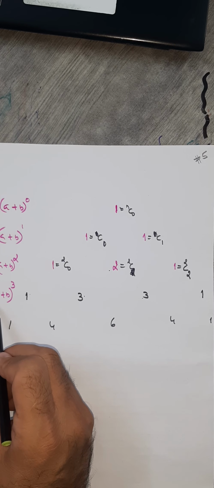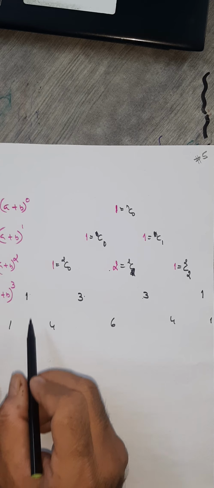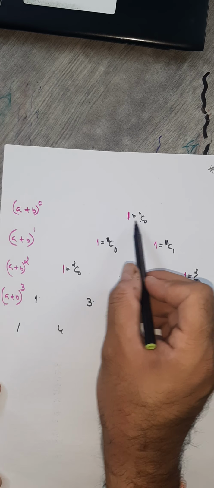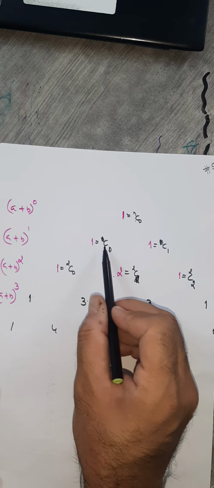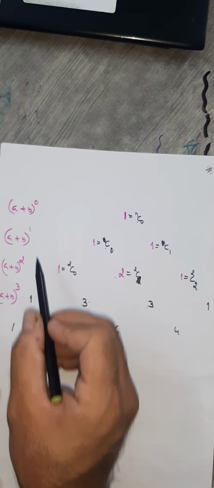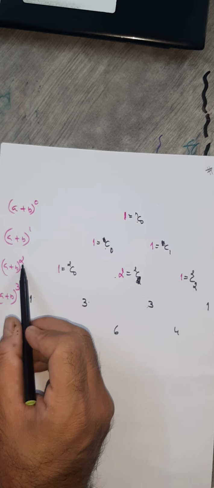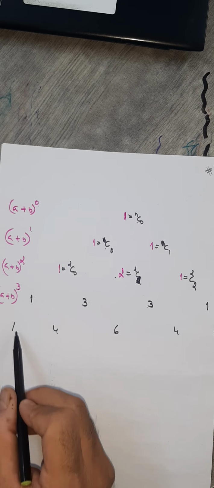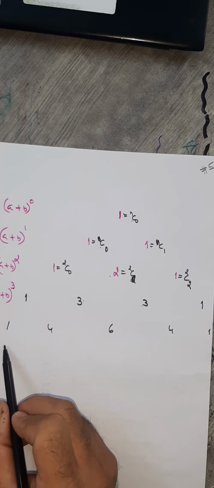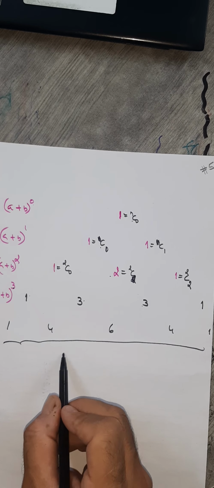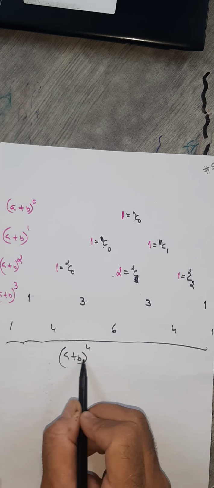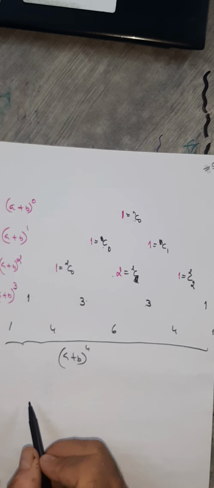These are nothing but the coefficients of what? (a + b) the whole raised to n in general. In the first line, the coefficients of power 0. In the second line, power 1. Third line, power 2. Then power 3. Here these are the coefficients of (a + b) the whole raised to what? Here 4. If you expand this, you will get these coefficients.